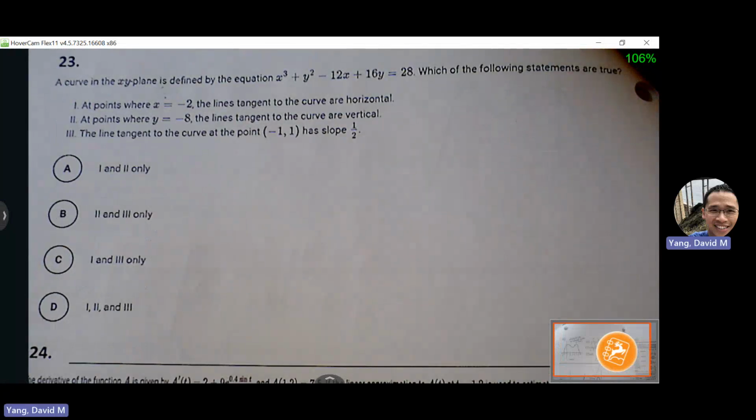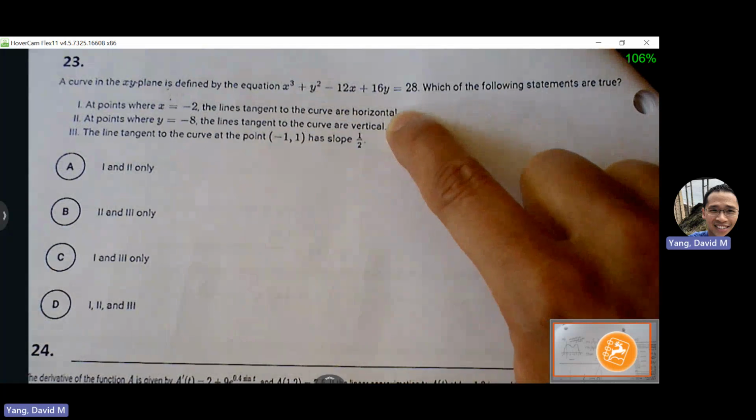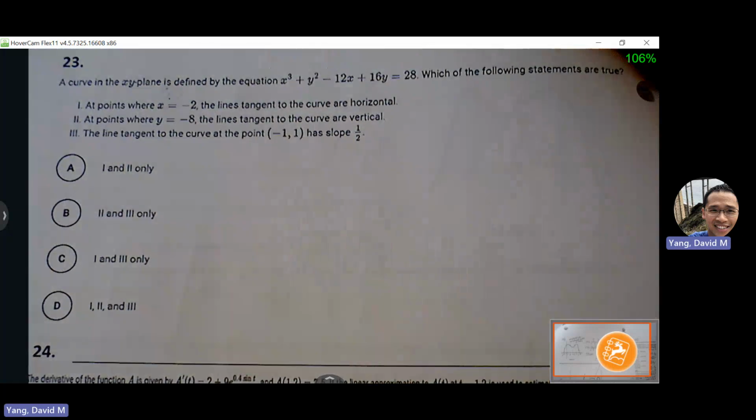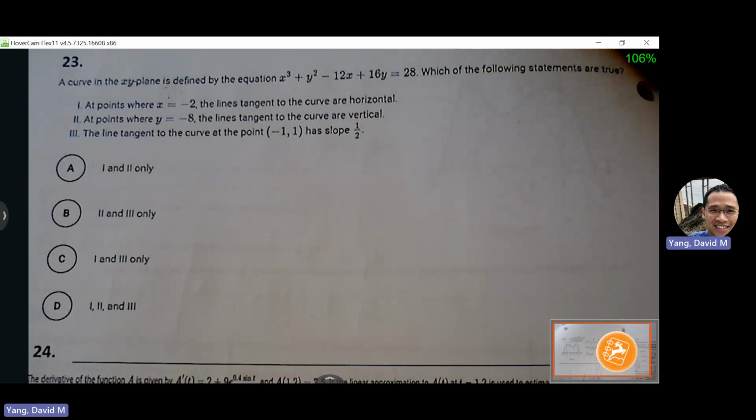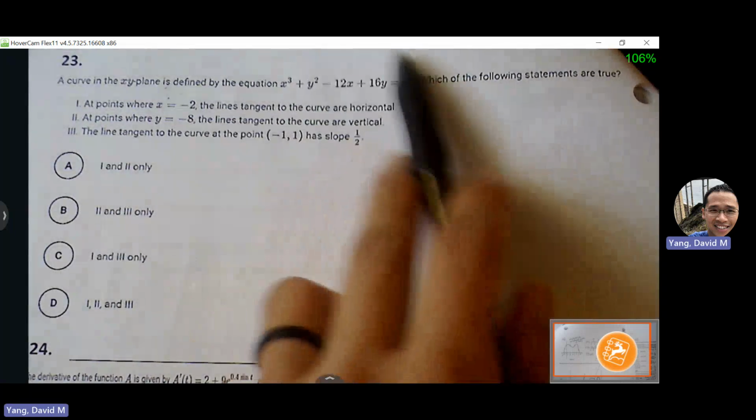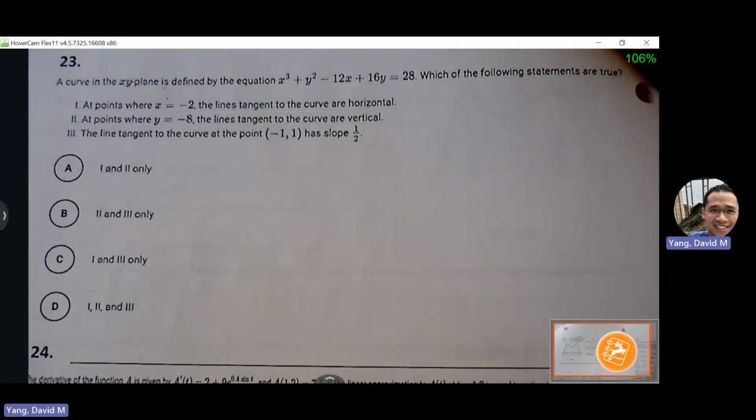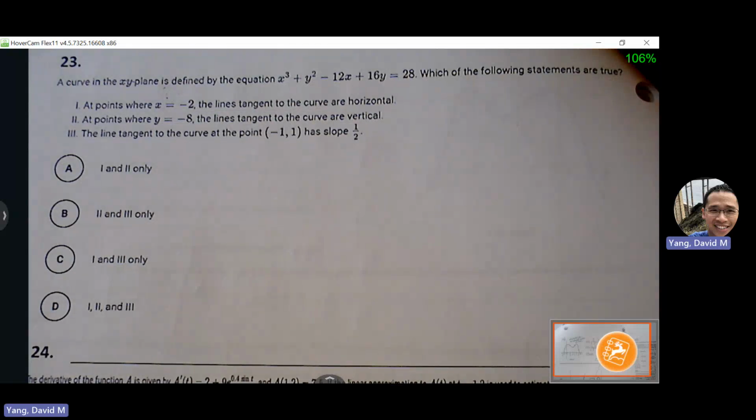Okay, which of the following statements could be true? I have all these statements about horizontal and vertical tangents. That's referring to the derivative. So I have to find the derivative first. To find the derivative, I have to go through power rule and implicit, because I have y's all over the place.